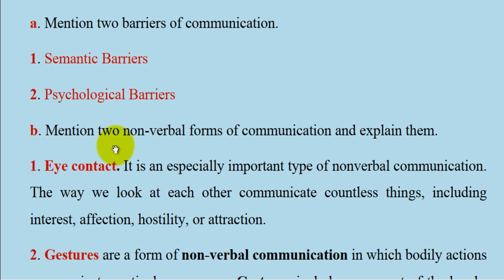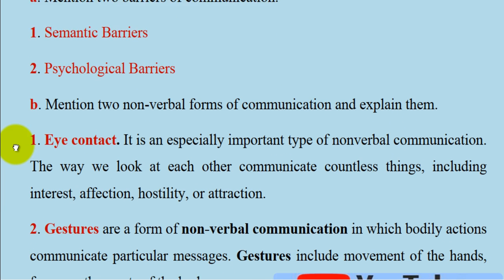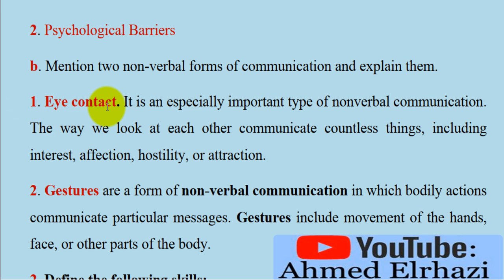B. Mention two non-verbal forms of communication and explain them. Now I want to give an explanation of each one. Number 1 is eye contact. It is an especially important type of non-verbal communication. The way we look at each other communicates countless things, including interest, affection, hostility, or attraction.